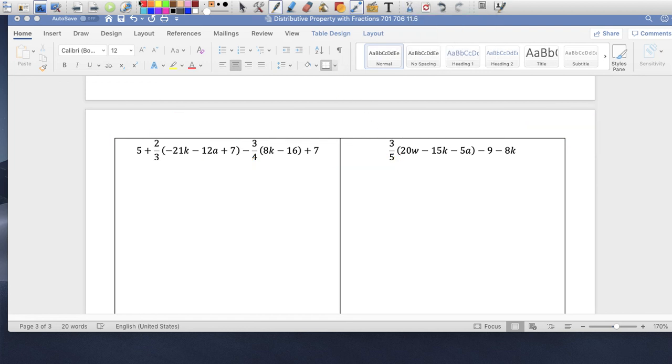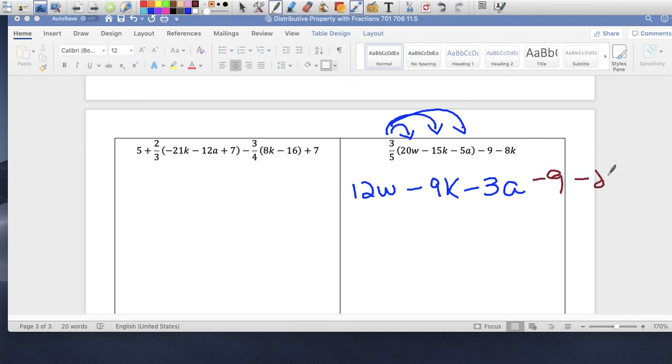Yay, last problem. Distributive property. Positive times a positive is a positive. 3/5 of 20 is 12w. Positive times a negative is a negative. That's going to give me 9k. Positive times a negative is a negative, and 3/5 of 5 is going to be 3a. And then minus 9 minus 8k.